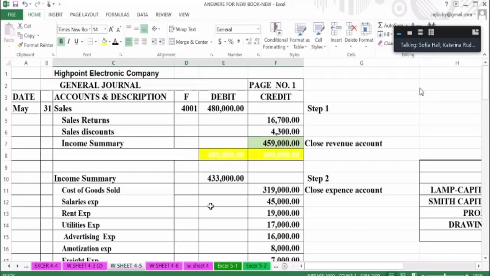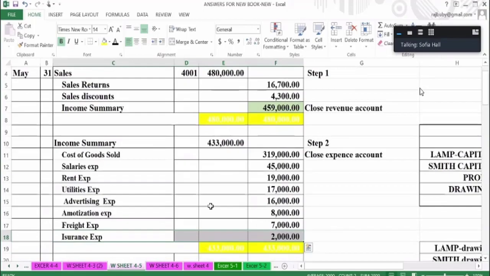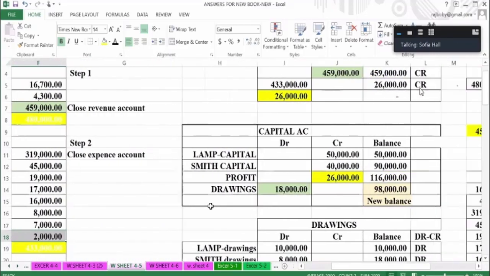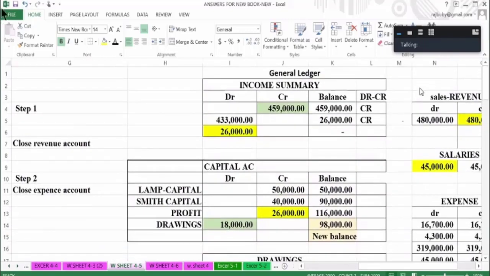After you finish the expense accounts, now we are going to calculate our profit and drawings. This is our income summary account. This one we transferred to the credit side, this one we transferred to the debit side. The difference between those two, see the ledger. After we transfer, this is our profit, right? This is our profit. Now we are closing this one also.